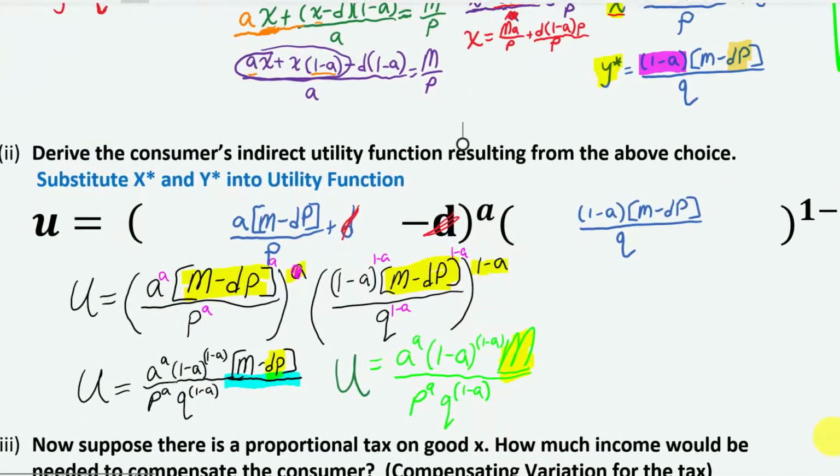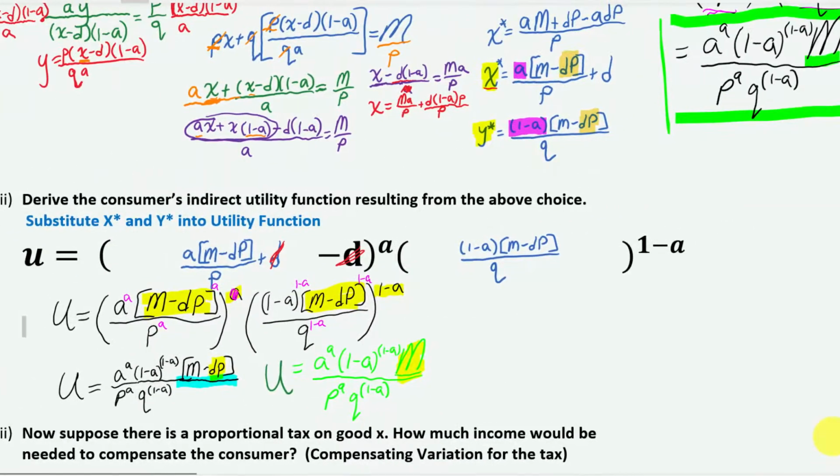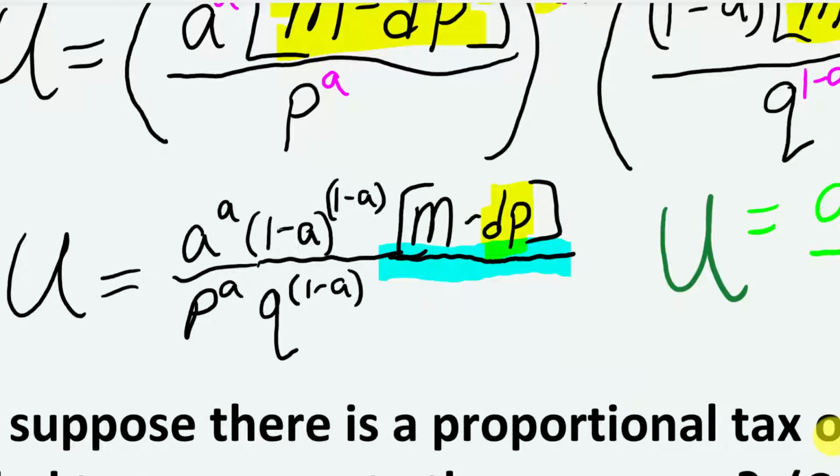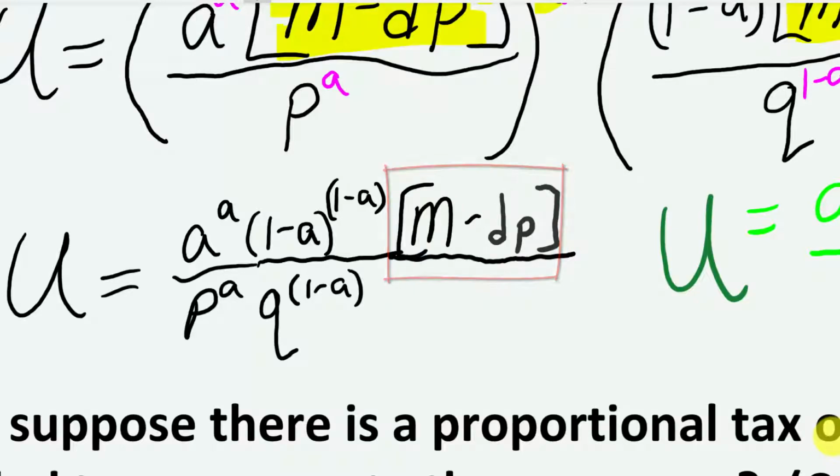Then we plugged those values back into the utility function to get the indirect utility function, which tells us how much utility you get as a function of the price of X, the price of Y, and the budget. After plugging in and simplifying, we got this expression: A to the A times 1 minus A to the 1 minus A, divided by P to the A times Q, which is the price of good Y, raised to the 1 minus A, times this disposable income, M minus DP.